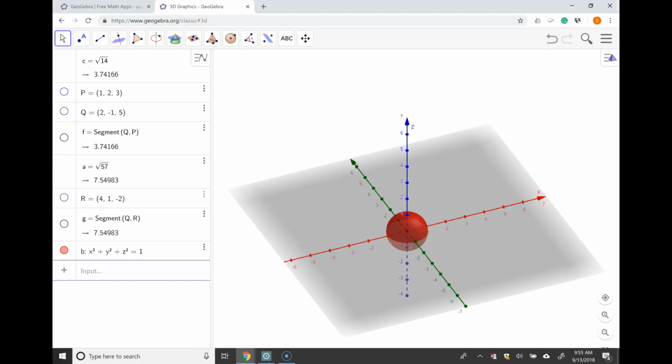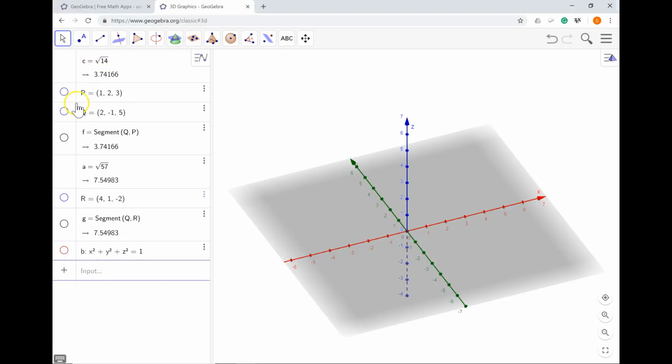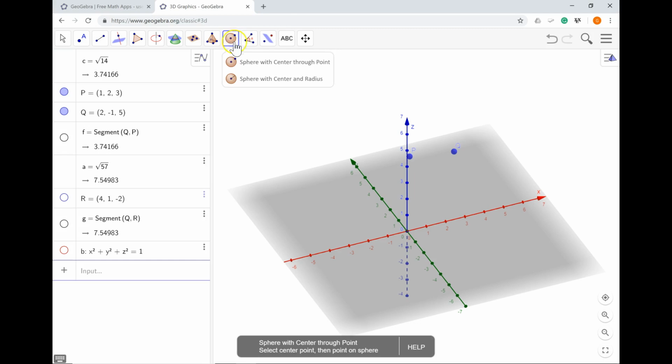Let's double check our answer. I'm really glad that I didn't get rid of points P and Q here. In GeoGebra, you can play around with these features; they're relatively intuitive when you see the picture. I see a sphere here that looks like it has some sort of center and some sort of point. So we've got two options: a sphere with a center and a specific radius, and a sphere with a center through a point. That's what we want in this particular case.